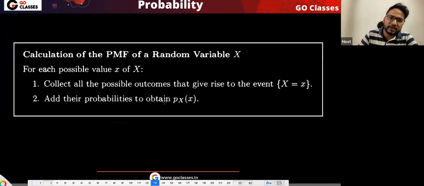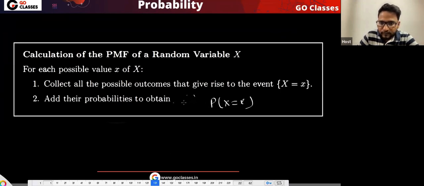So that's what is written: you have to collect all possible outcomes that give rise to the event X equal to x and add their probabilities to obtain P of X equal to x. Okay? These are different notations that people use, but anyway. I hope you got it.